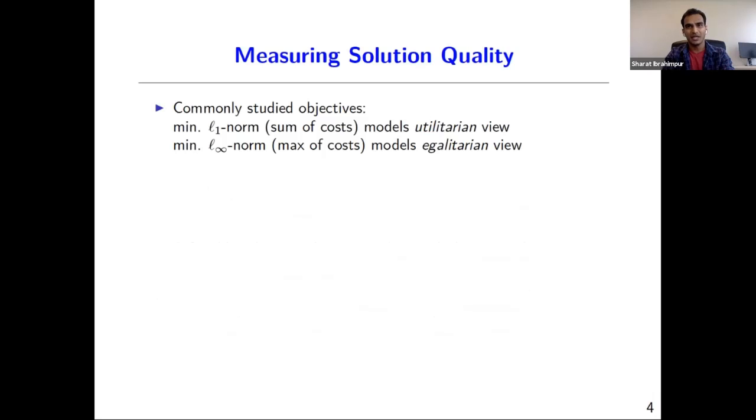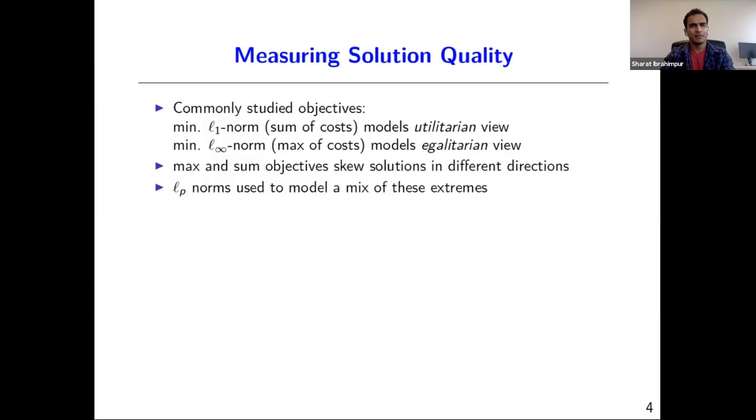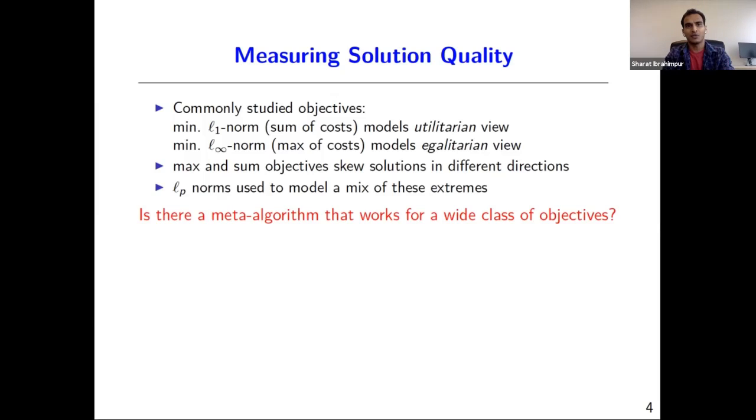For load balancing, minimizing the maximum machine load is a classical problem. It is often called makespan minimization in scheduling literature. Min-max and min-sum objectives have the tendency to skew solutions in different directions. So Lp norms can be helpful in modeling a mix of these extremes. Since objective functions are a means to an end, it is natural to ask if we can design algorithms that can work for a wide class of objective functions.